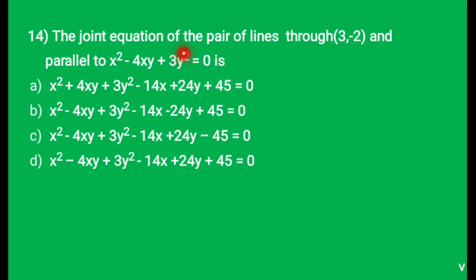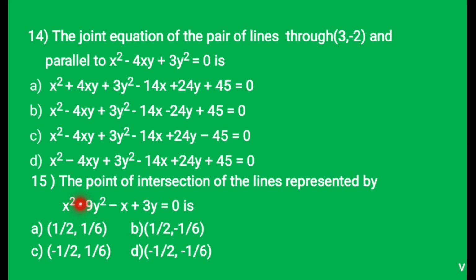Question number 14. The joint equation of the pair of lines through 3, minus 2 and parallel to x square minus 4xy plus 3y square equals to 0 is: option A x square plus 4xy plus 3y square minus 14x plus 24y plus 45 equals to 0, option B is x square minus 4xy plus 3y square minus 14x minus 24y plus 45 equals to 0, option C is x square minus 4xy plus 3y square minus 14x plus 24y minus 45 equals to 0 and option D is x square minus 4xy plus 3y square minus 14x plus 24y plus 45 equals to 0.